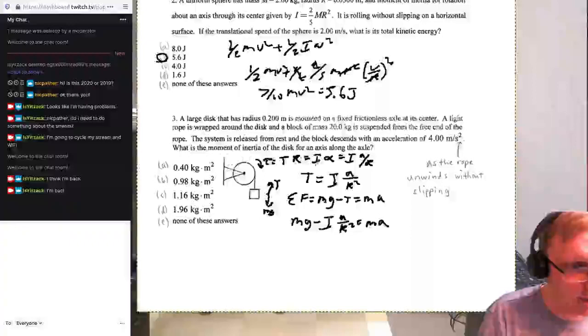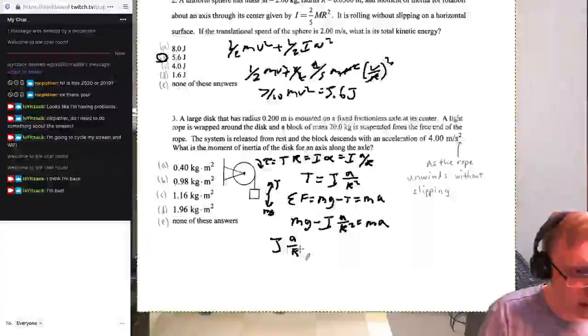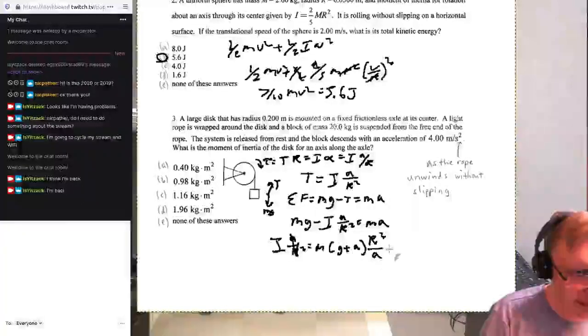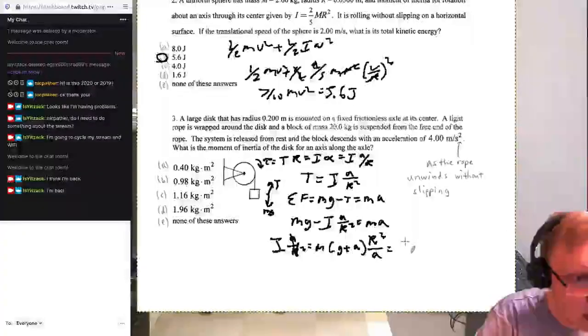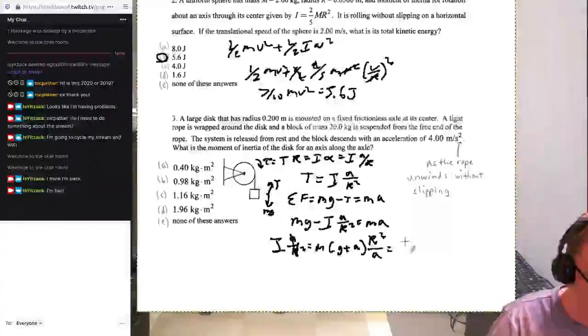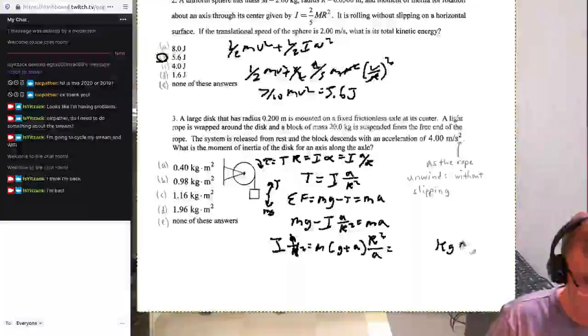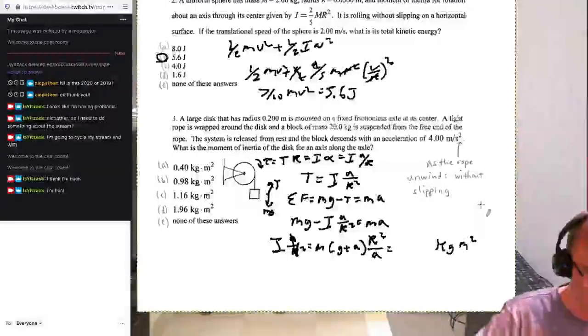What do we got? We're looking for I, right? The moment of inertia of the disk. So we end up with I a on R squared is equal to m(g plus a)... move this to the other side, multiply by R squared on a. We have all that, 20 kilos times... I want to make sure that our units cancel out. We have mass times radius squared, so that's kilograms times meters squared, and then acceleration divided by acceleration goes away. So we end up with the correct units of kilogram meter squared.